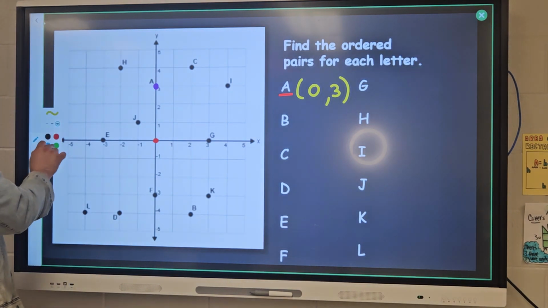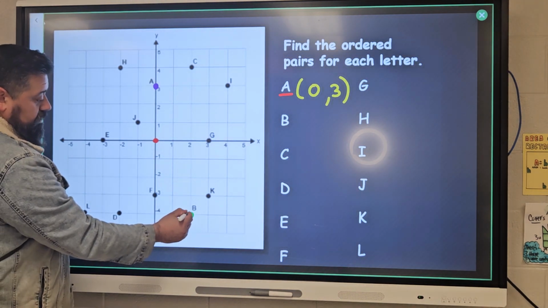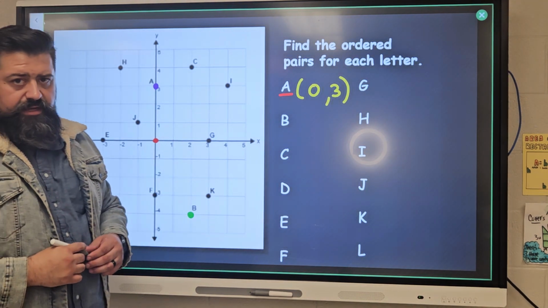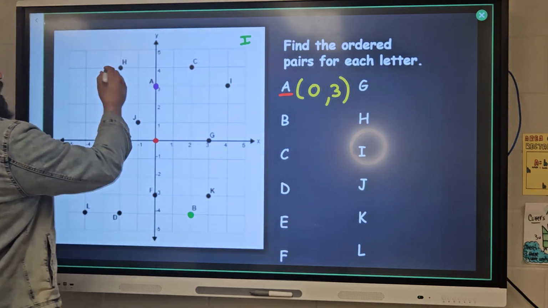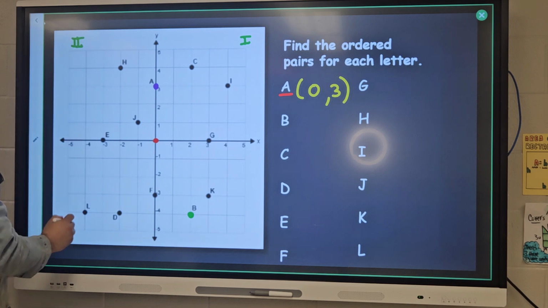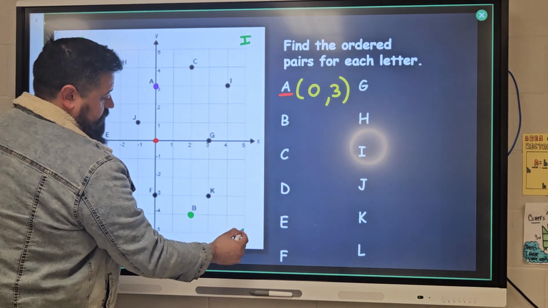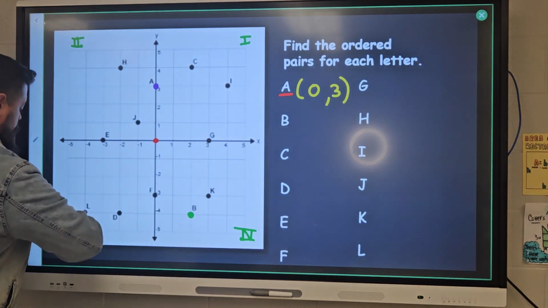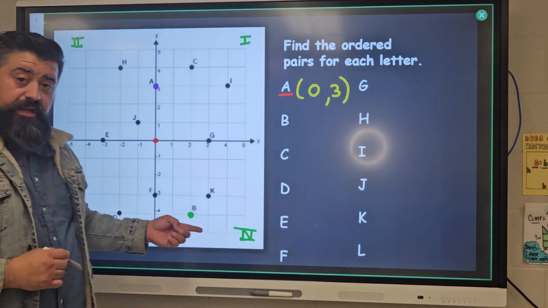All right, let's look at the next one, B. B is located in quadrant, this is 1, 2, 3, 4. All right, so it's located in quadrant 4.